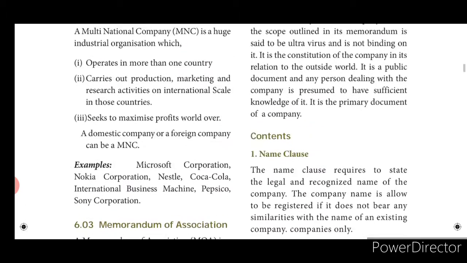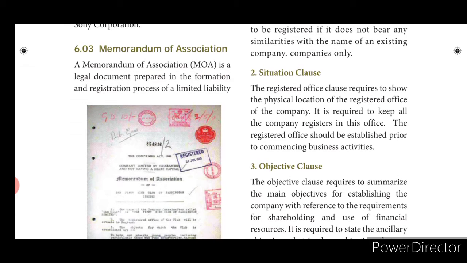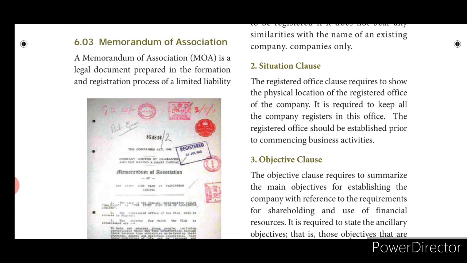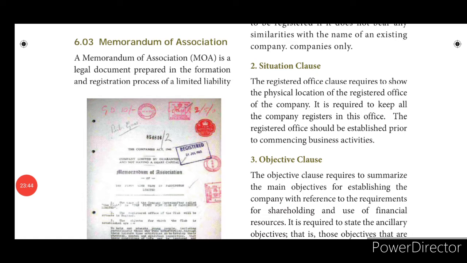Next one is the Memorandum of Association. Students, as I already promised you, now we are going to see about the documents that we have before you start an organization, before you start any company. I already told you, right? Fundamental documents are there before you establish a company. So one of the first, most important ones that we have is the Memorandum of Association.